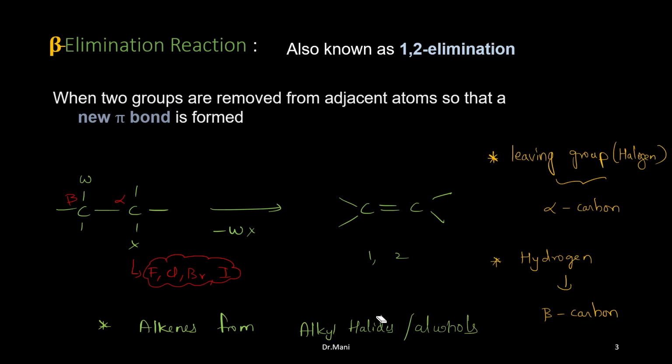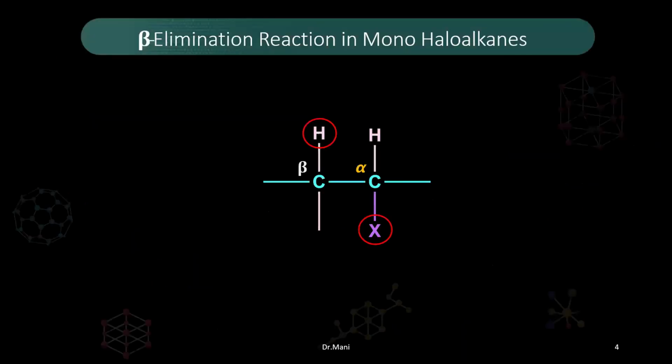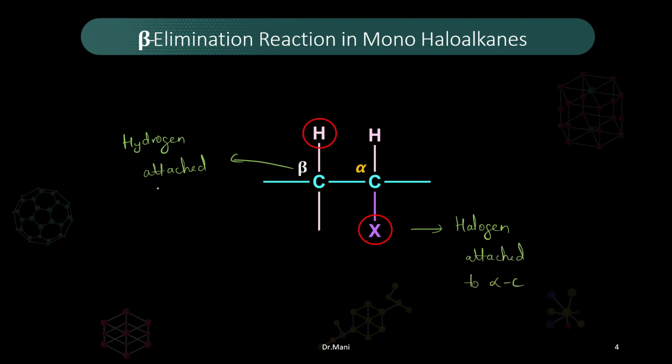Here, if it is an alcohol, you will take OH here. If it is an alkyl halide, it will be a halogen, mostly fluorine, chlorine, bromine, or iodine. Is that clear? So you can see here the beta carbon and the alpha carbon. On the beta carbon the hydrogen is attached, and on the alpha carbon the halogen group is attached.